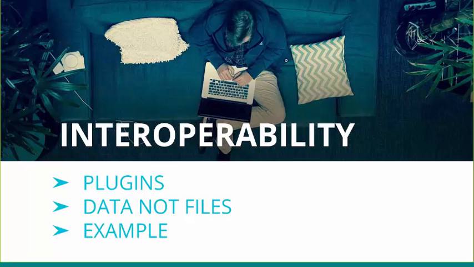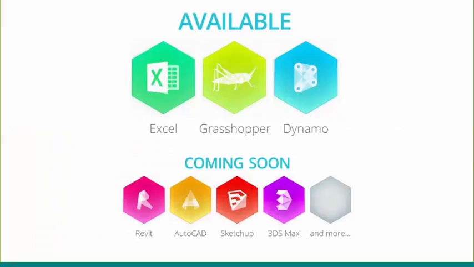So first up, interoperability. I'm going to quickly talk about our plugins, again reiterating this idea of data and not files. And then I'm going to go through an example heavily focusing on a Dynamo user's workflow. So today we have plugins for Excel, Grasshopper, and Dynamo. What does this mean? I'm going to show you this in practice in a moment.